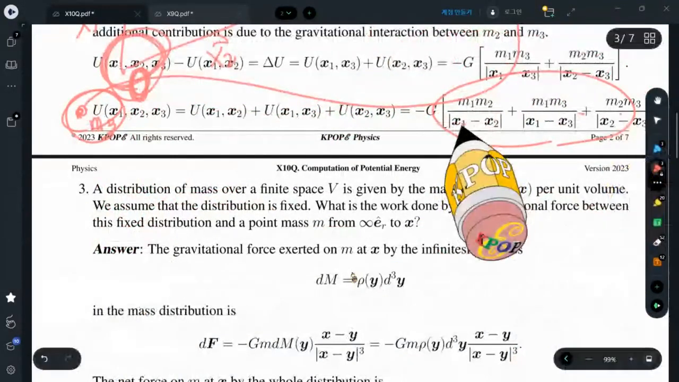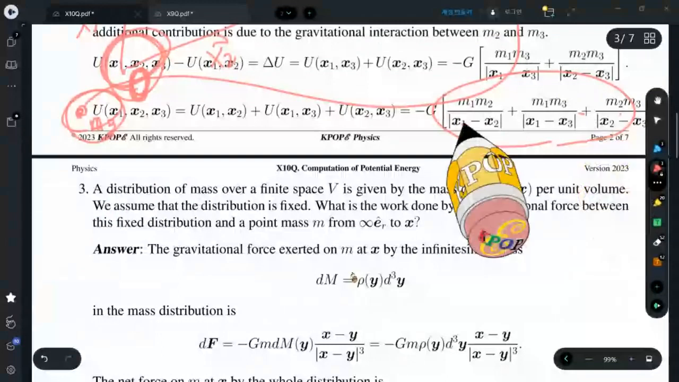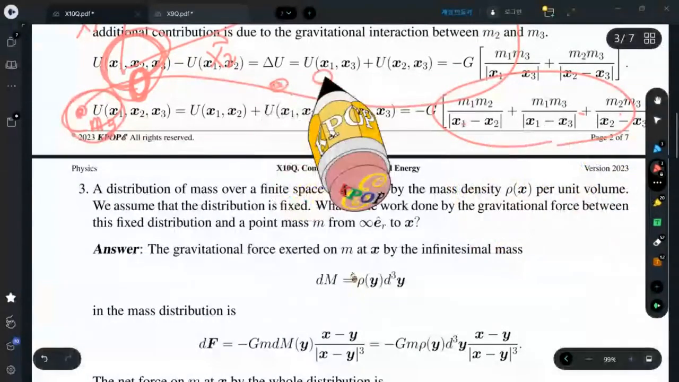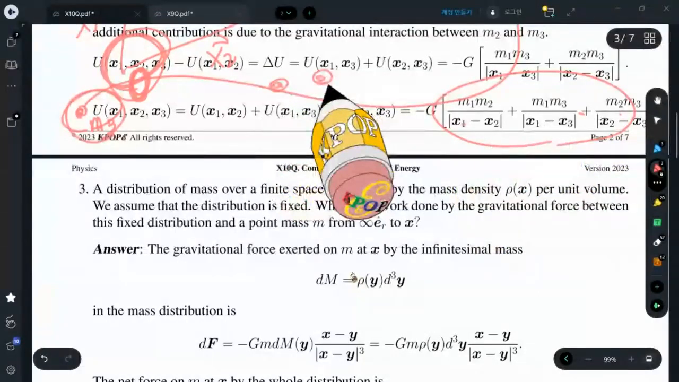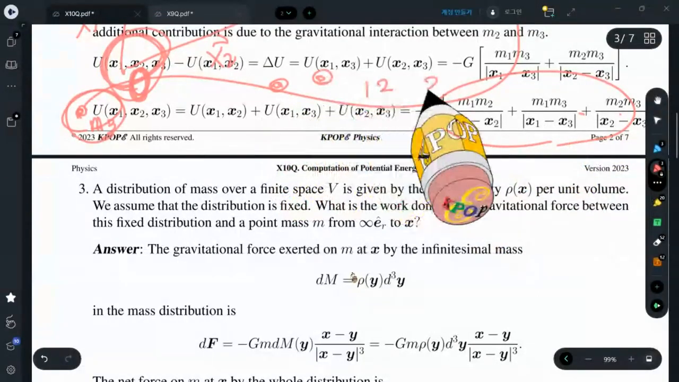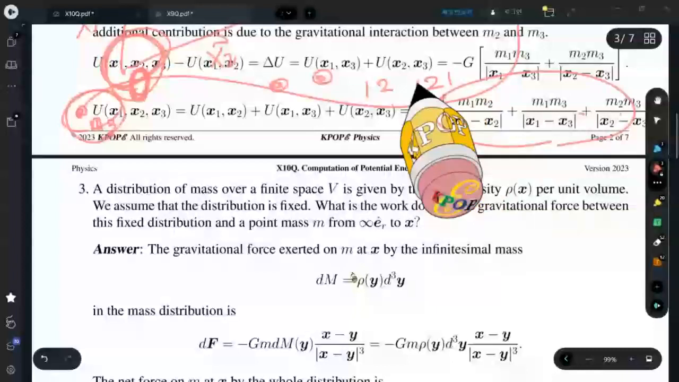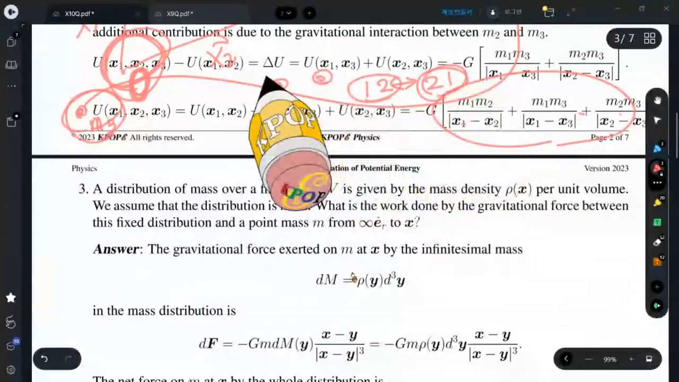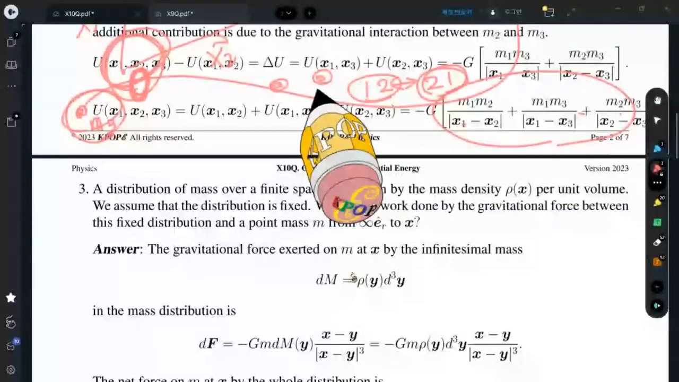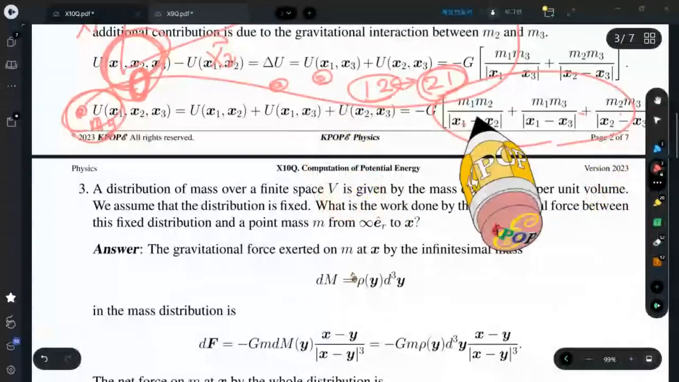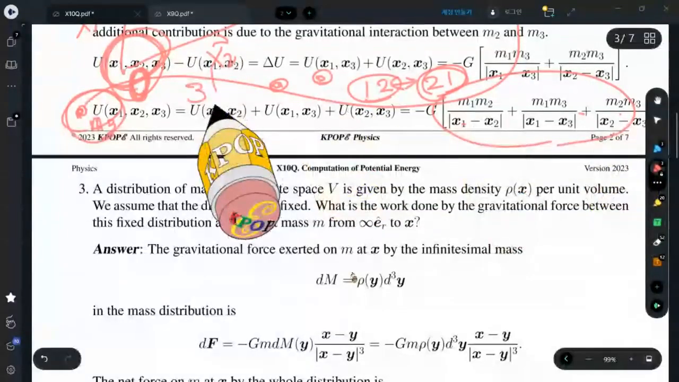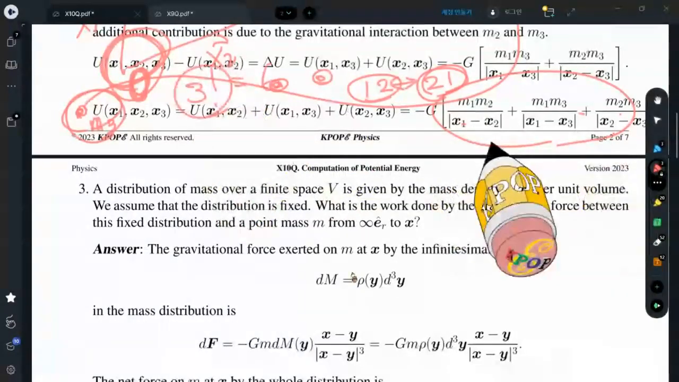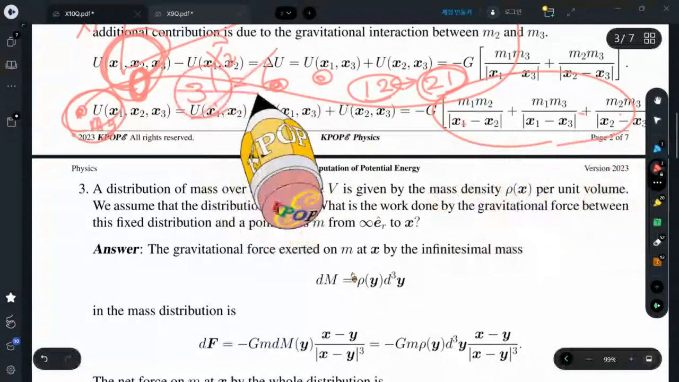It's not a permutation, it's a combination, because two objects have a potential energy. We do not have a difference between 1 and 2 and 2 and 1. They can exchange the order. So this is combination instead of permutation. Permutation is 6. There we only have 3 terms instead of 6 terms. That is important.